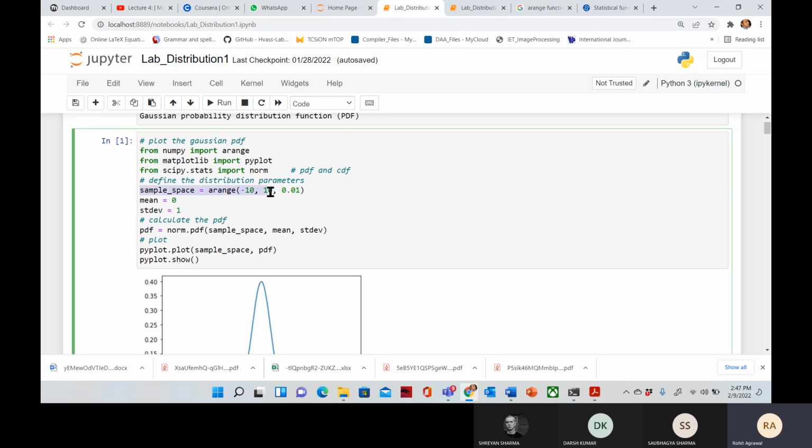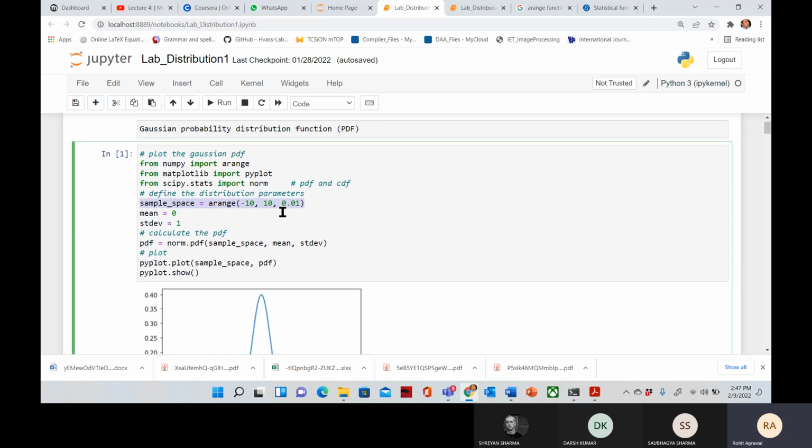Now for the Gaussian probability density function, it requires mean and standard deviation. So we are plotting the Gaussian distribution for mean value 0 and standard deviation value 1. You can change these values. It is not fixed. I'm just visualizing the data. So these values you can change. These are the parameters required for the probability density function.